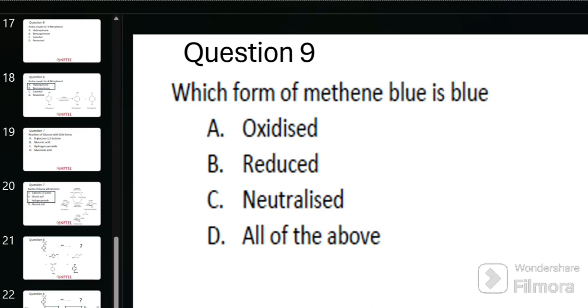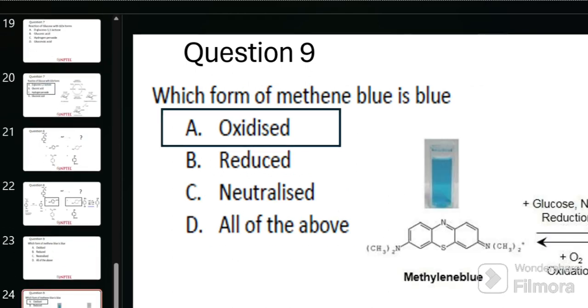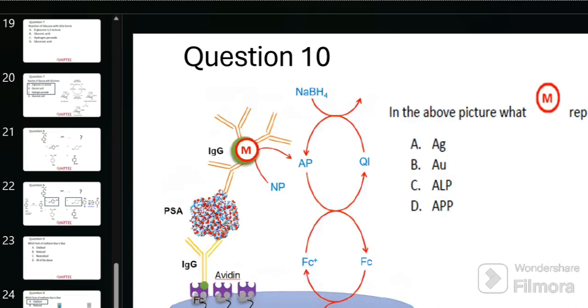So again the ninth question. Which form of methylene blue is blue? So the answer is basically in the oxidized form, methylene blue is blue. When it reacts with glucose or NaOH, it becomes colorless. So this property is basically used a lot in colorimetric detection. So colorimetric sensors are widely used. So this is the reaction that is occurring.